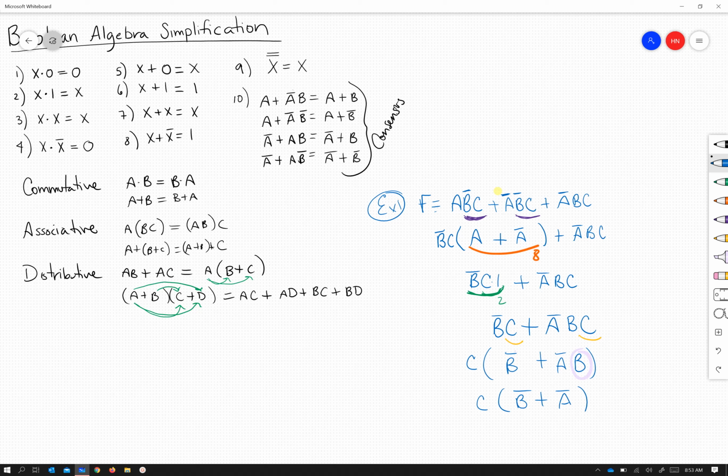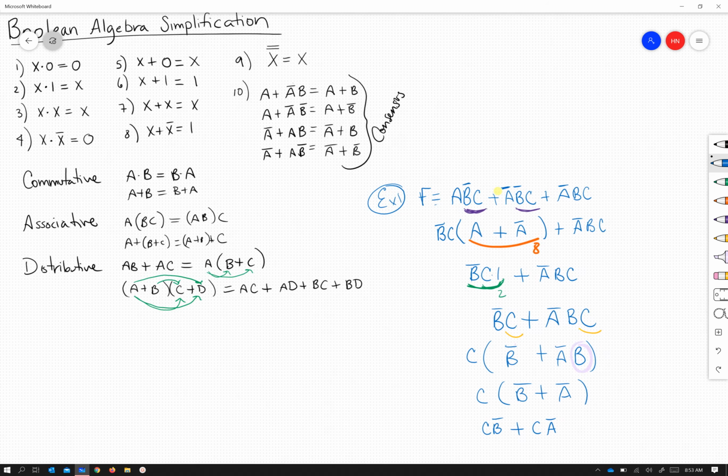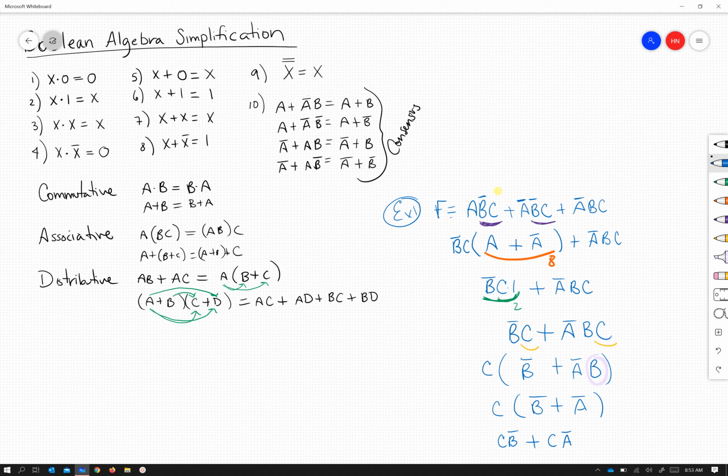Can I apply any of the properties to change things? Well, again, this is going to be your choice. I could use the distributive property and actually multiply things out or distribute. So this would be C not B or C not A. You could do that. However, you will find that there is actually more gates if you distribute.